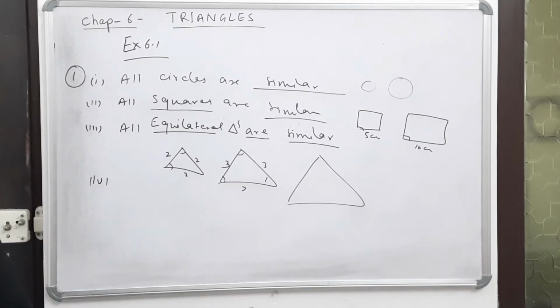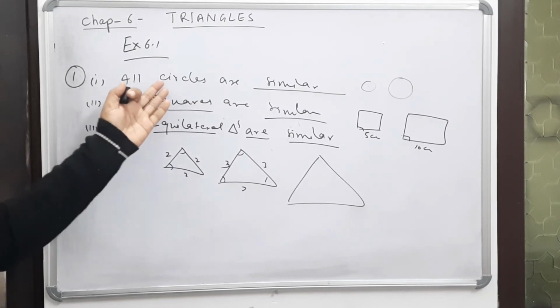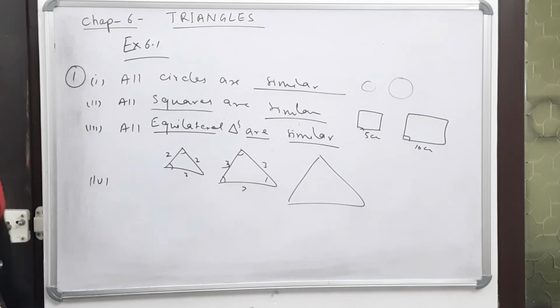Second problem is, give two different examples of pair of similar figures. You see now so many examples. Circles are similar, squares are similar, equilateral triangles are similar. So these are the similar figures. These are the examples of similar.